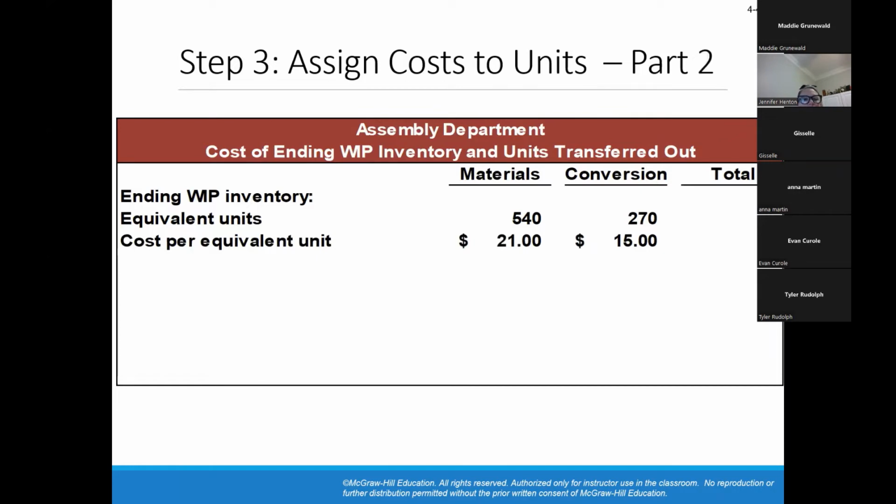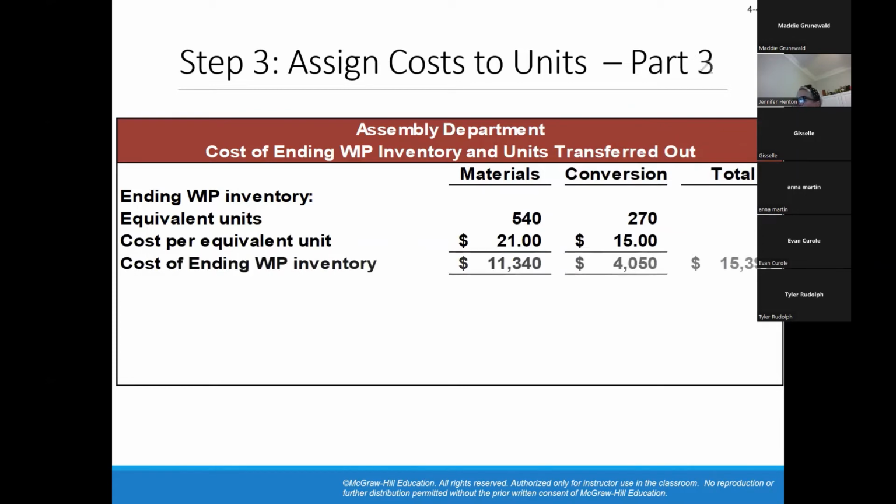So now we know what our cost per unit is. We just figured it out. So how do we come up with the total? We're just going to multiply. All right. So we multiply. For materials, we come up with 11,340. For conversion, we have 4,050. And then we can add them together to get the total cost of 15,390.